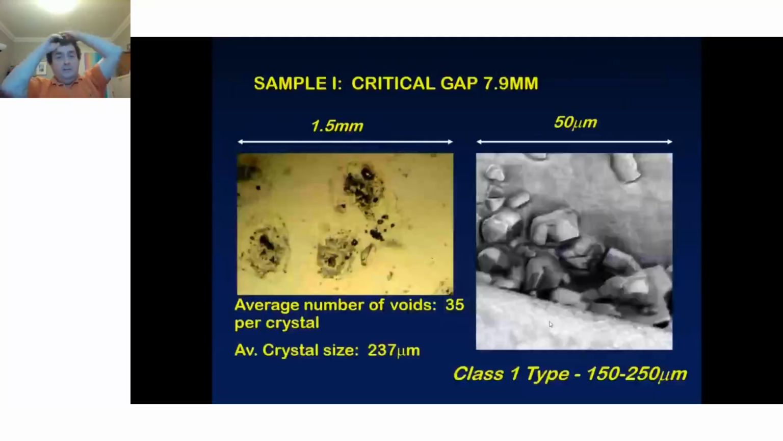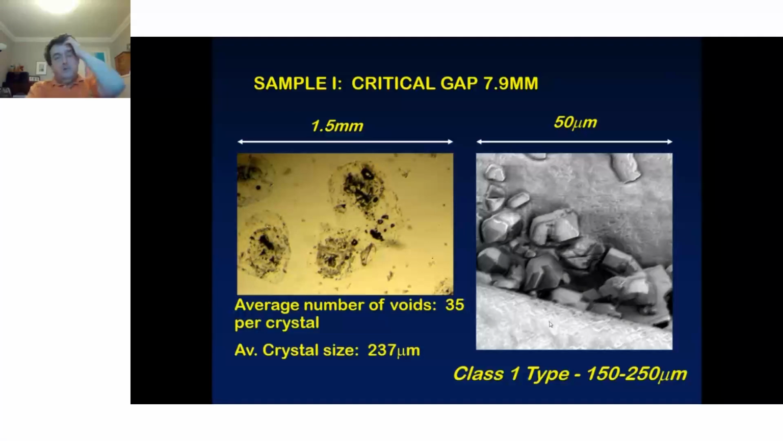And we can put those crystals into the gap test and measure the critical gap thickness. So the voids inside the crystal, we had a student who counted the average number of voids and the average crystal size on hundreds of crystals. It took them quite some time. We also had surface studies using environmental scanning electron microscopy to see the morphology of the surface.